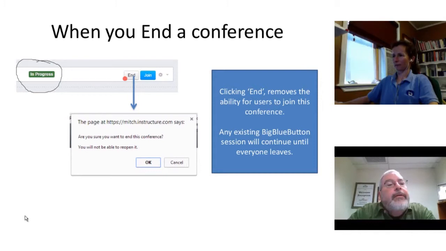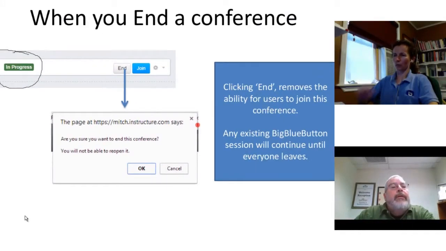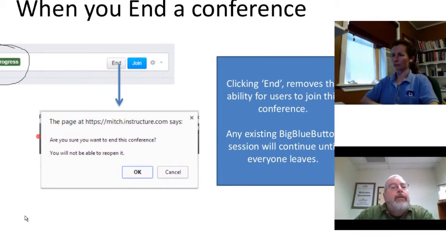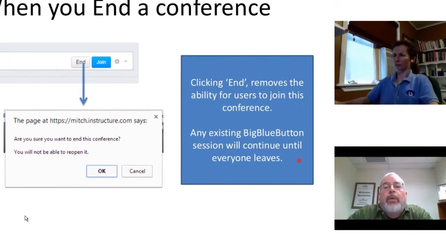If you click End, and the door remains open until you end it, you'll get a prompt that says, do you want to end this conference? You'll not be able to reopen it, which is basically saying you're closing the door. Students can't enter it anymore, but anyone that's currently there, the conference would still continue until it's done. So if we had all joined in through Canvas in a long-running conference, and now we're in BigBlueButton, and let's say Sam went back and ended it, we're all going to stay here, but nobody else would be able to join us.